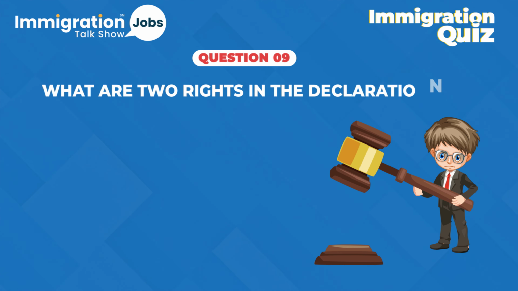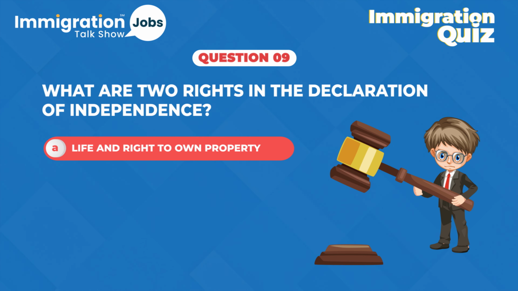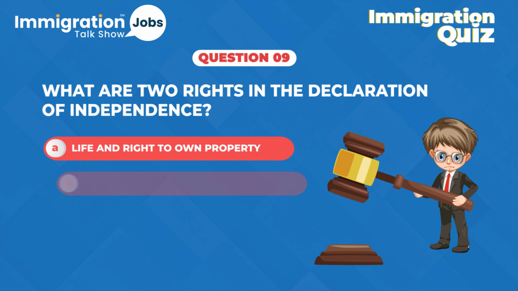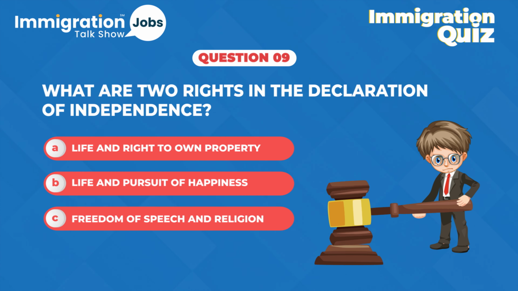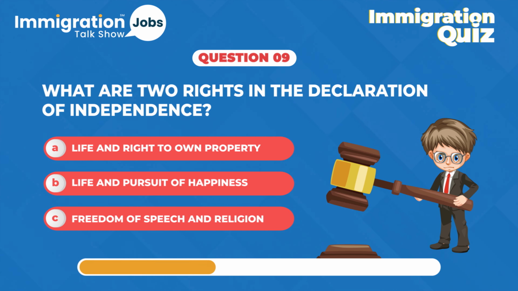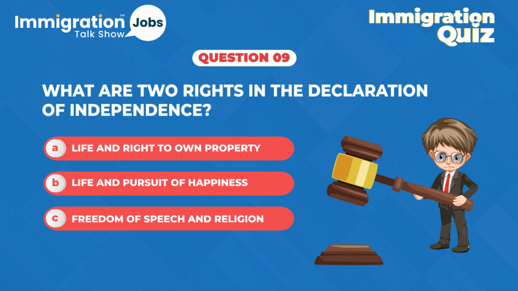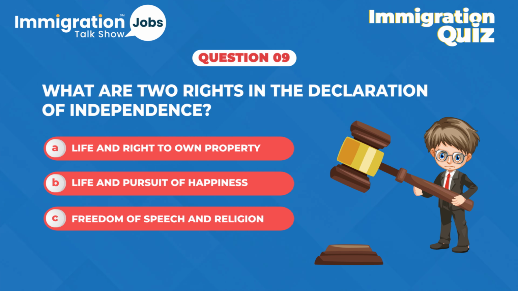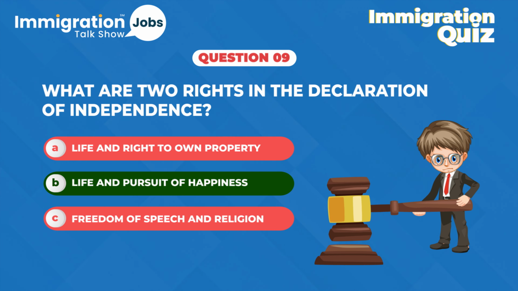What are two rights in the Declaration of Independence? Option A, life and right to own property. Option B, life and pursuit of happiness. Or option C, freedom of speech and religion. And the correct answer is option B, life and pursuit of happiness.